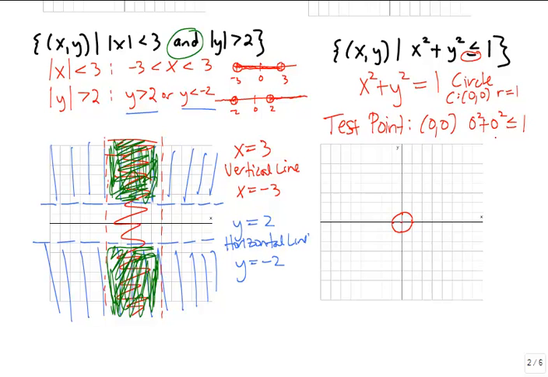Well, 0 squared plus 0 squared stays 0. Is 0 less than or equal to 1? Yes, so that's true, which means it works, which means you want to include the origin in your solution. And since the origin was inside the circle and it worked, then all the points inside the circle must also work. So this solution is just the filled in circle.